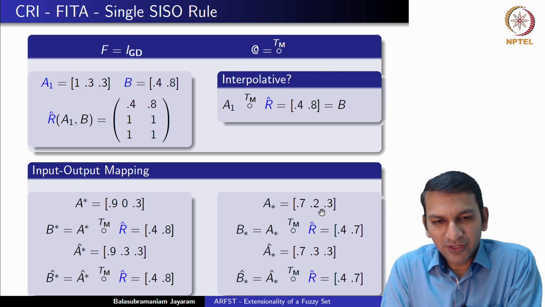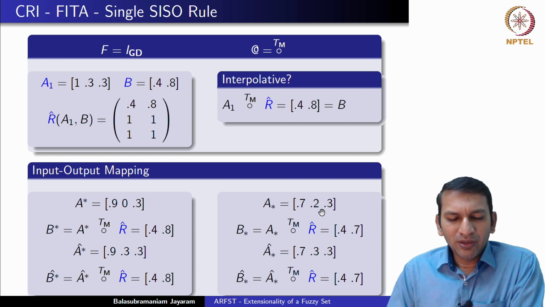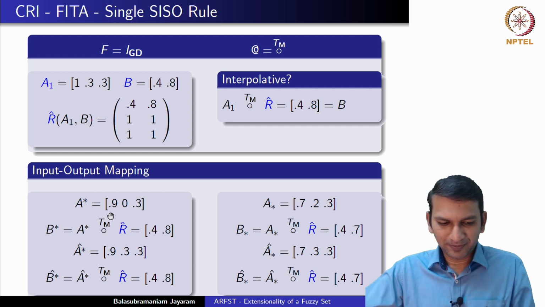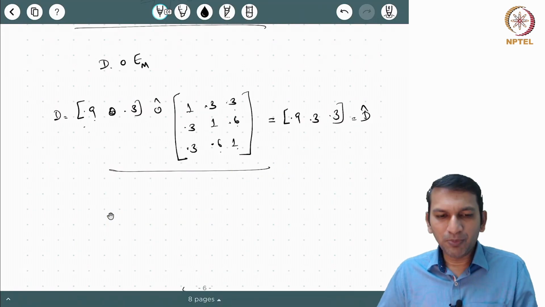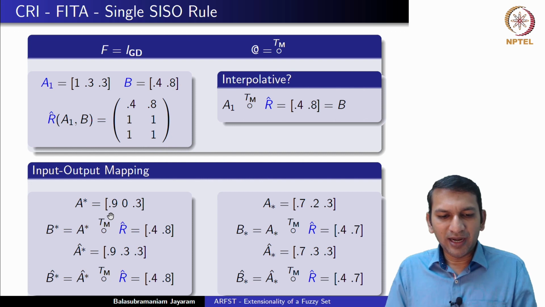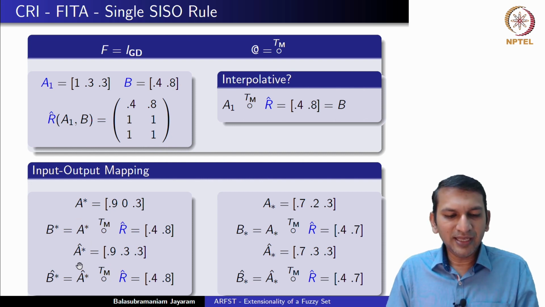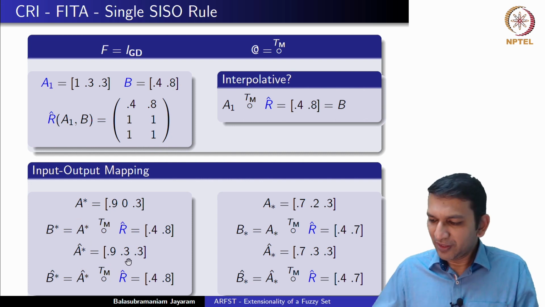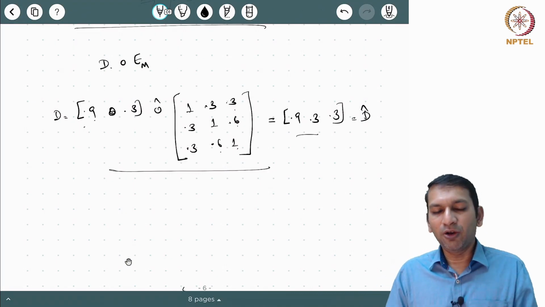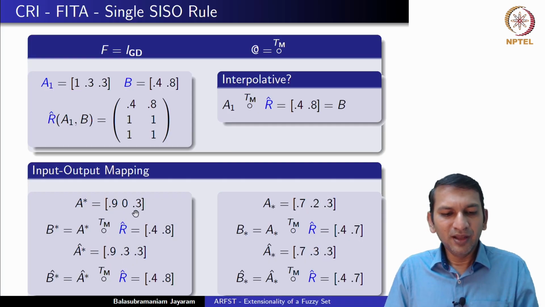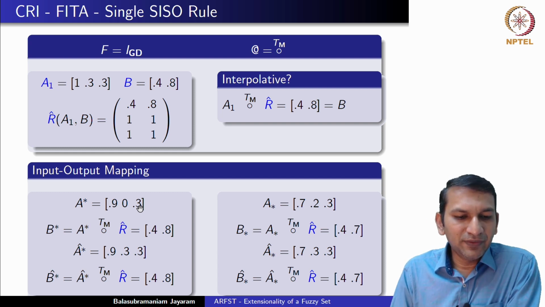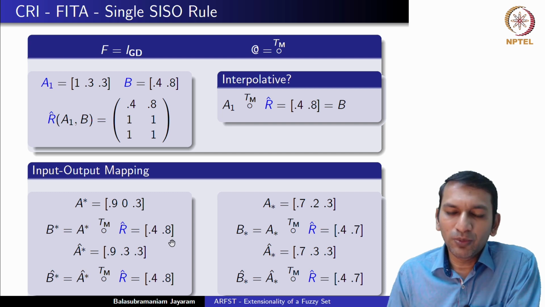Now let's come back to the observations that we made. This is an interpolative system. We saw that for these two inputs, the outputs were the same. Now we see something familiar. We have seen D to be 0.9, 0.3, and that is A star, and A star cap is 0.9, 0.3, 0.3, which is essentially the extensional hull of A star. And whether we give this A star or its extensional hull, we seem to be obtaining identical outputs.